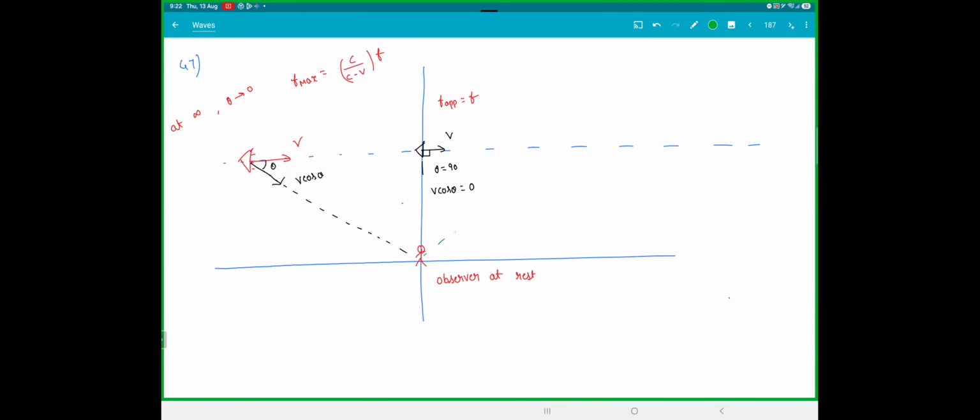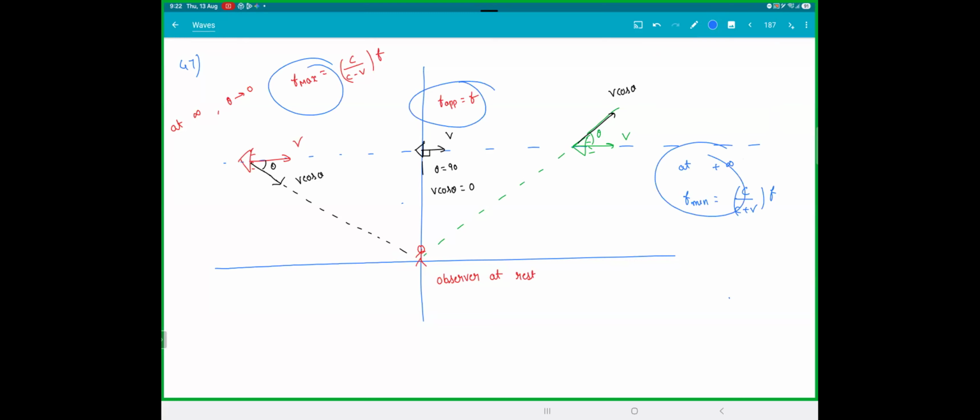On the other side, when you're leaving, yeah, your velocity is increasing, but there is a problem. It is increasing away from you. So the component is v cos theta going away from you. If you're going away from you, the frequency will drop. So at plus infinity, the velocity is completely away from you. You will get minimum frequency, which is c by c plus v into f. So we can clearly see here maximum, normal frequency, minimum frequency. The frequency is always decreasing.